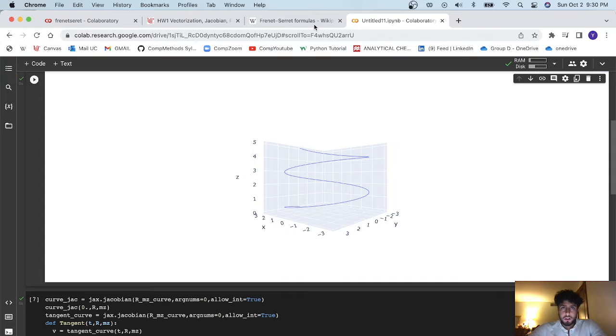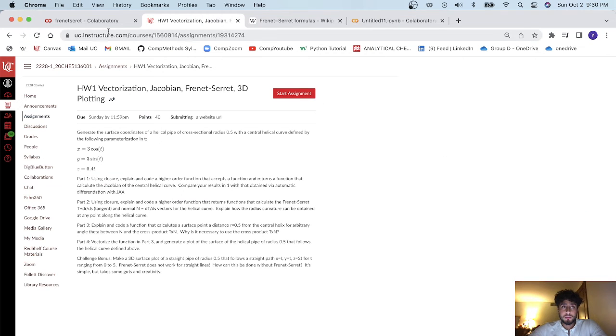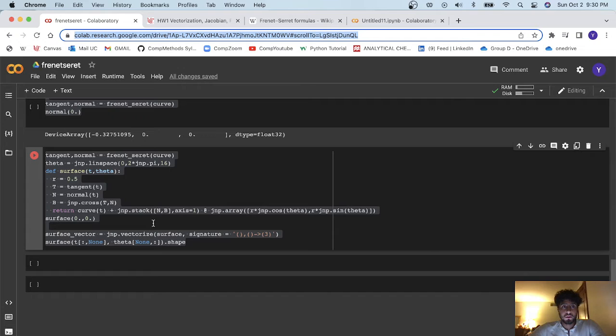So the first thing we want to do is create a list. So we're going to go into Google Collaboratory.